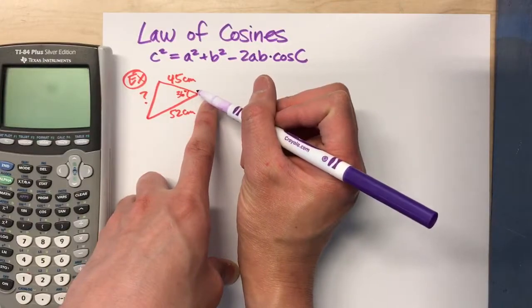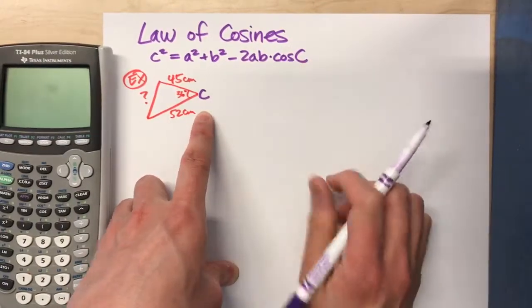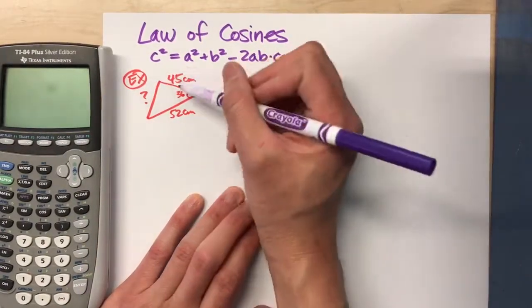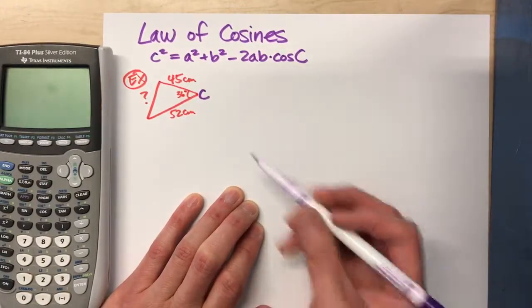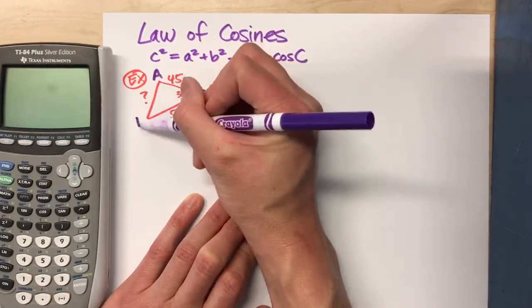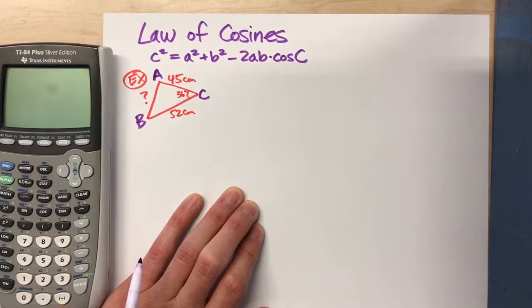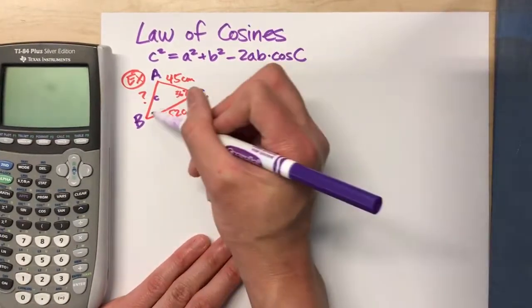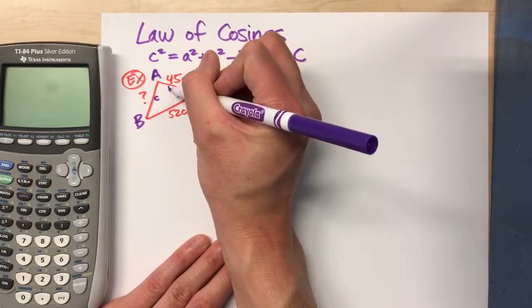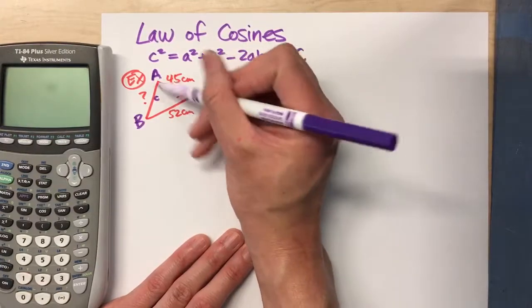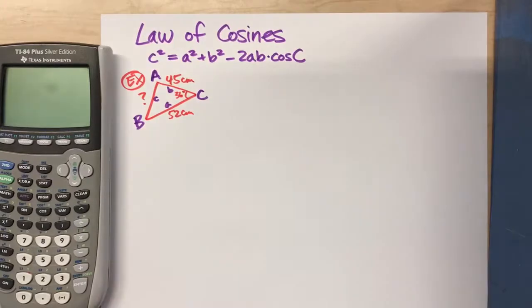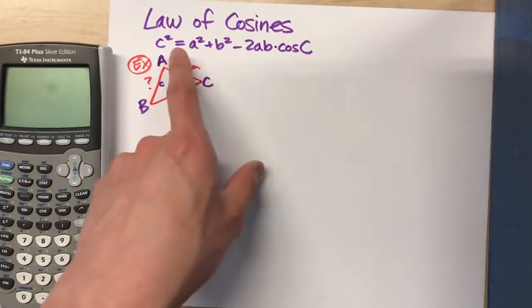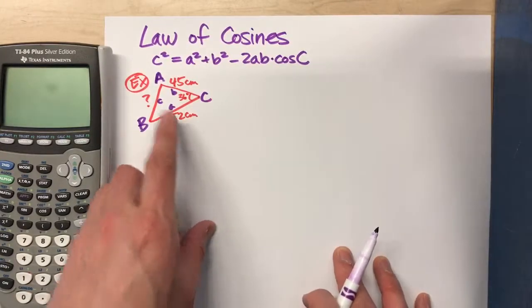The angle I'm working with is always going to be my vertex C, and the other two vertices, you can label either one A or B. They're interchangeable, so it doesn't really matter. The side across from angle C is my little c. The side across from my angle B is little b. And the side across from my angle A is little a. So now I can write an equation using my law of cosines.